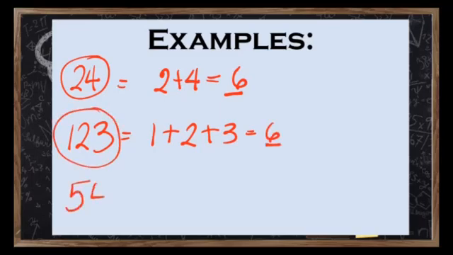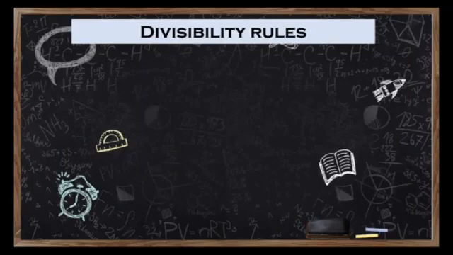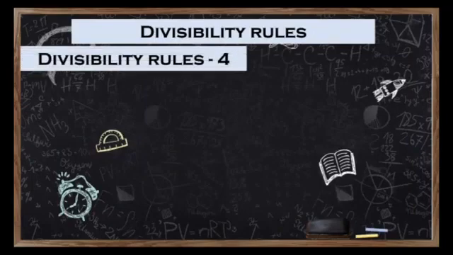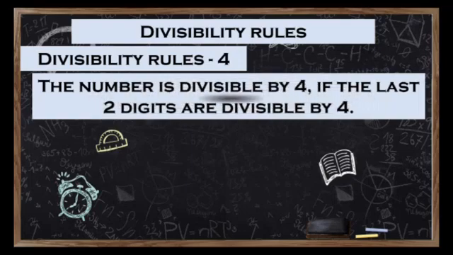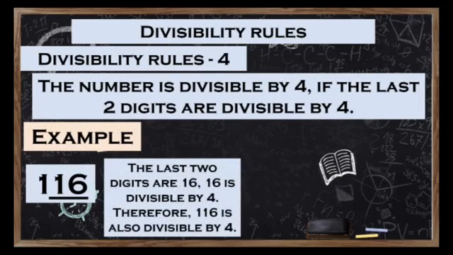Another example, we have here 54. Let's add the digits. 5 plus 4 is equal to 9. 9 is also divisible by 3. Therefore, 54 is also divisible by 3. Divisibility rules by 4. The number is divisible by 4 if the last two digits are divisible by 4. Example, 116. The last two digits are 16. 16 is divisible by 4. Therefore, 116 is also divisible by 4.